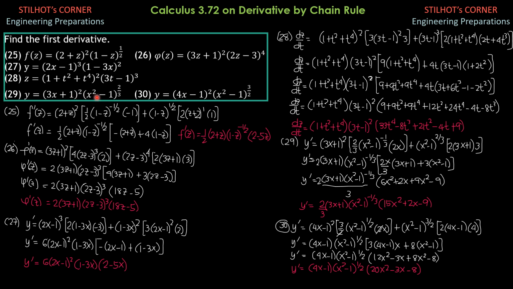We have a product again. So first, y prime is equal to first, copy quantity 3x plus 1 squared. Derivative of second is 2/3 quantity x squared minus 1 to the negative 1/3. And the derivative of x squared minus 1 is 2x. Plus second, quantity x squared minus 1 to the 2/3. Derivative of the first is 2 times quantity 3x plus 1 raised to 1. Derivative of 3x plus 1 is 3. So that's the derivative. Then we simplify by factoring out common factors for the constant.